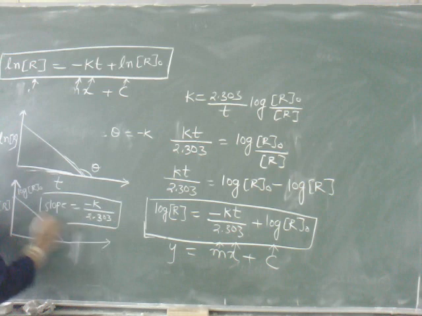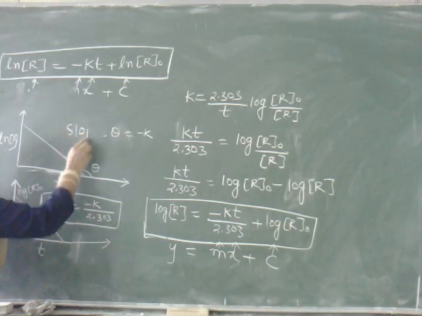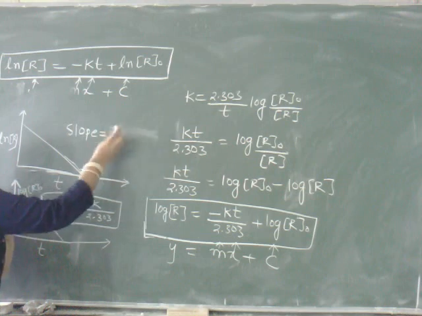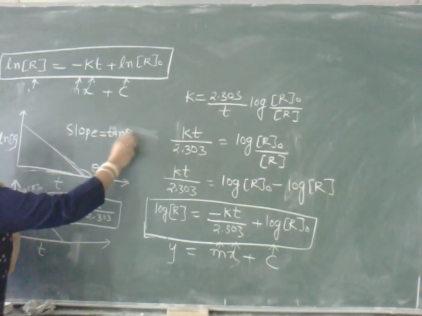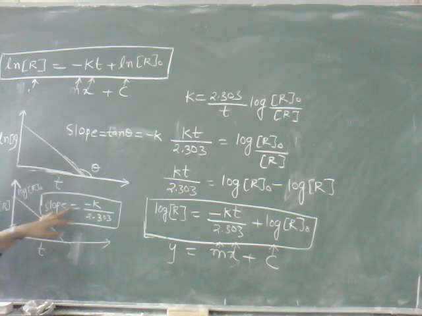This is our slope. Okay, so two slopes are there. Same negative slopes only. Here ln r we have, here log r you have to write, and here slope is equal to tan theta, which is equal to minus k. But here we have minus k upon 2.303. Same, only it is for log 10 and it is for ln here.